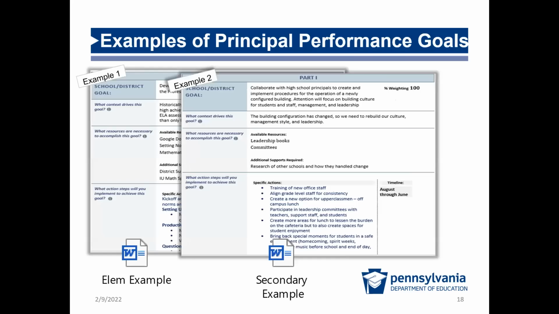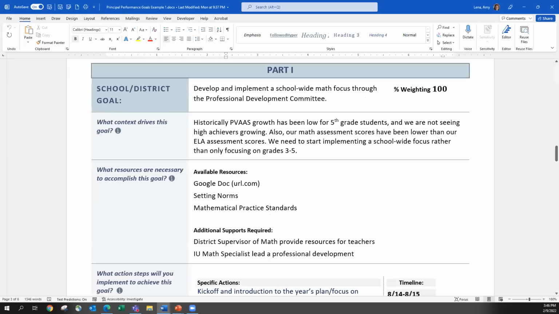As we do with the other ones, we have a slide devoted to showing you the examples, and you'll see the Word doc icons. There's an elementary example and a secondary example. So let me pull up our elementary example. Although it says weighted 100%, most likely this principal has another goal. So maybe this is 70% weighted, and then the district goal is 30%. It depends on what they've decided. I put 100% just for this example, but I know this principal had 2 goals.